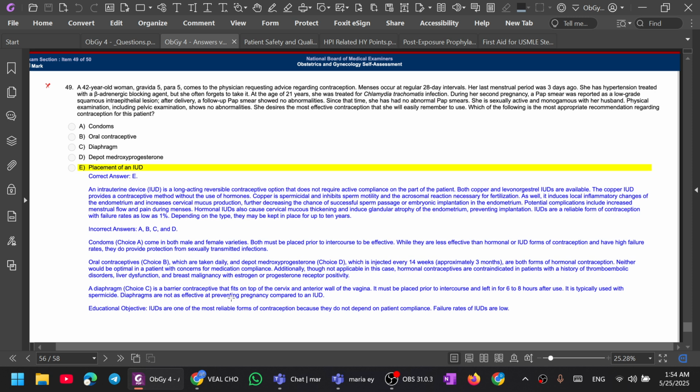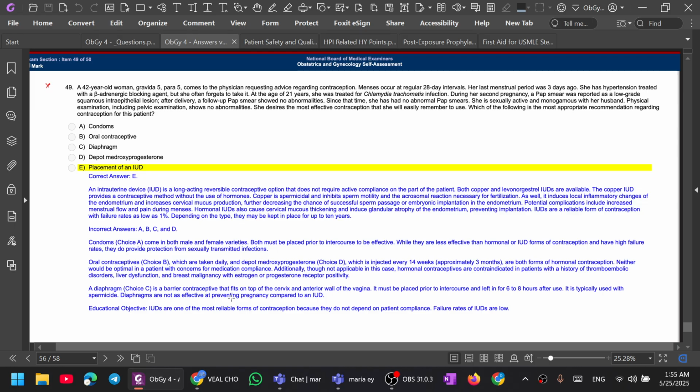Copper is spermicidal and inhibits sperm motility and the chromosomal reaction necessary for fertilization, as well as inducing local inflammatory changes of the endometrium and increasing cervical mucus production, further decreasing the chance of sperm passage or embryonic implantation on the endometrium. Potential complications include increased menstrual flow and pain during menses. Hormonal IUDs also cause cervical mucus thickening and induce glandular atrophy of the endometrium, preventing implantation.